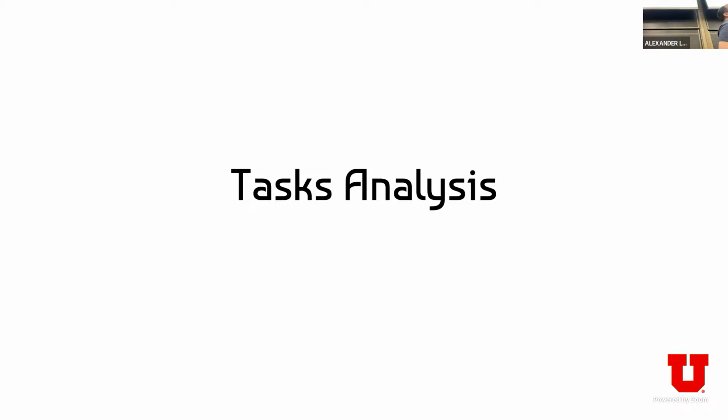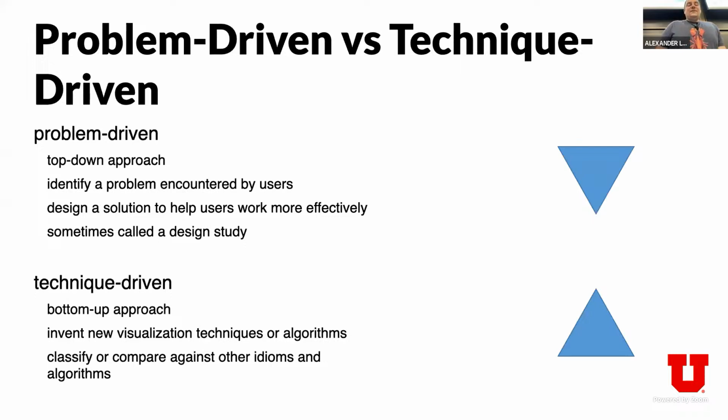So when we remember, we were looking at topology tasks versus attribute tasks in networks. So we're looking at understanding a correlation in tabular data. But now I want to talk a little bit more about how we do this task analysis in real world problems. And generally in visualization research, there's this space between problem-driven and technique-driven work.